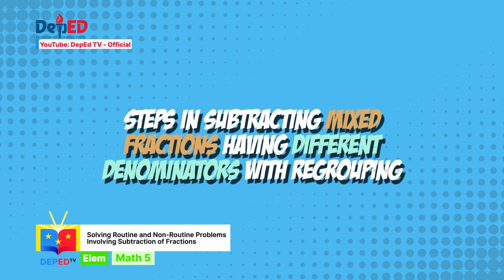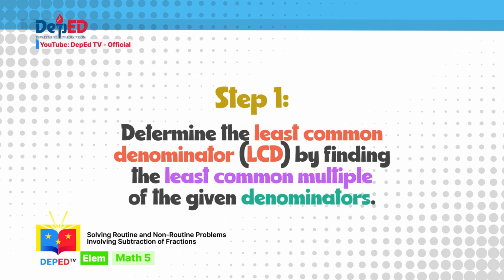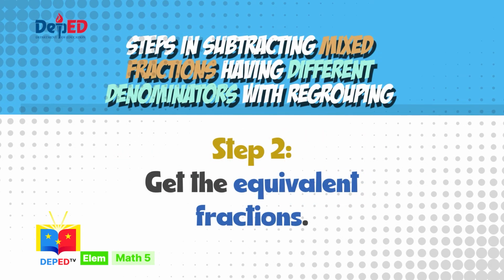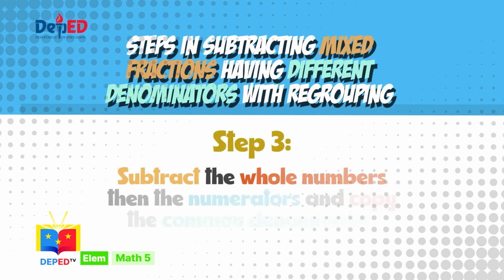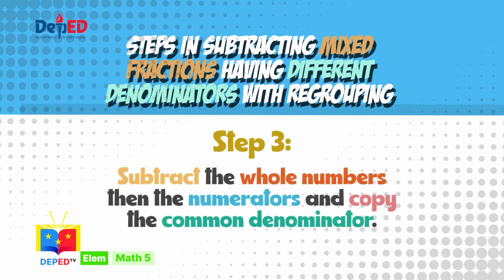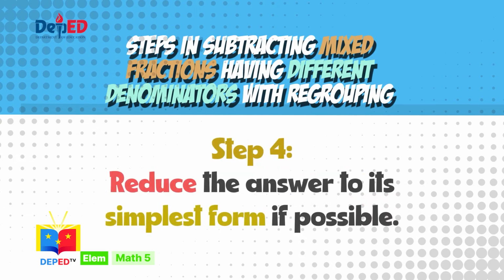To subtract mixed fractions having different denominators with regrouping, follow these steps. Step number 1. Determine the least common denominator or the LCD by finding the least common multiple of the given denominators. Step number 2. Get the equivalent fractions. Step number 3. Subtract the whole numbers, then the numerators, and copy the common denominator. Step number 4. Reduce the answer to its simplest form if possible.